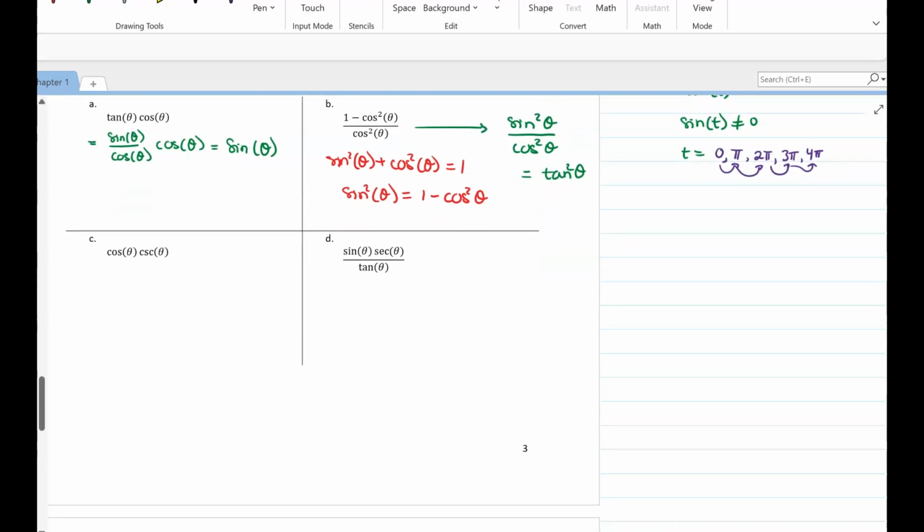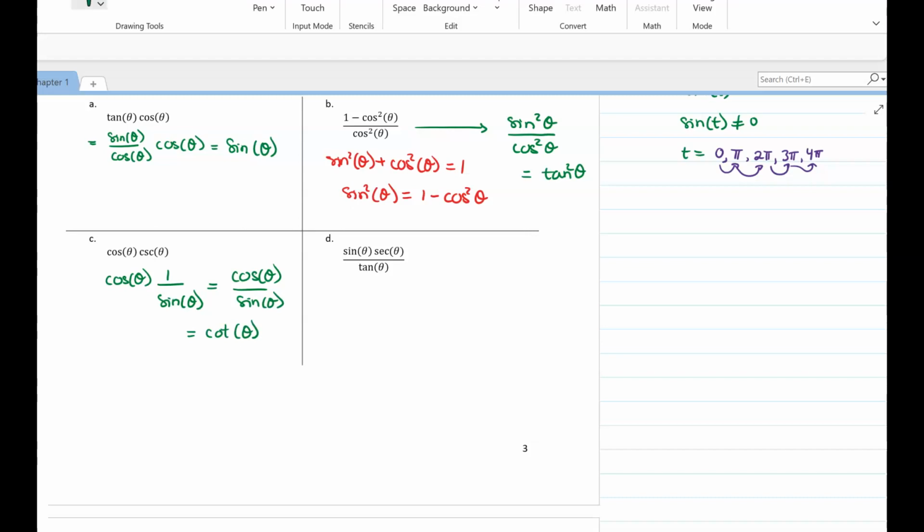Cosine of theta times cosecant of theta. Well, for cosine of theta, there's nothing I can do. But cosecant of theta is 1 over sine of theta. So we have cosine of theta divided by sine of theta. This is cotangent of theta.